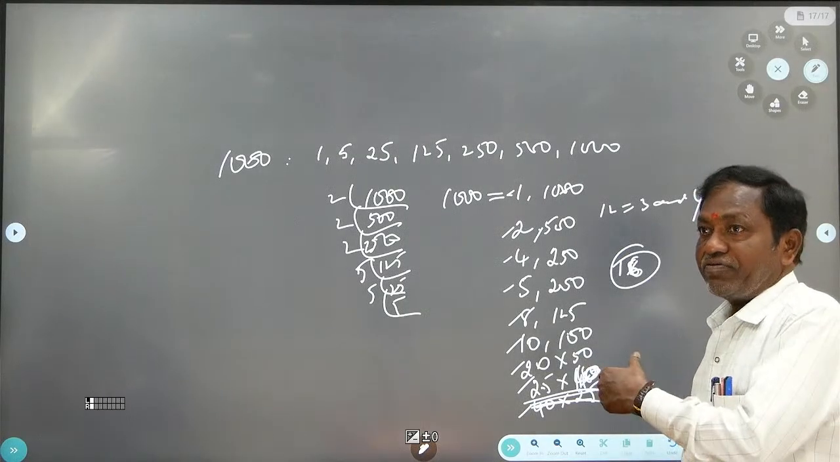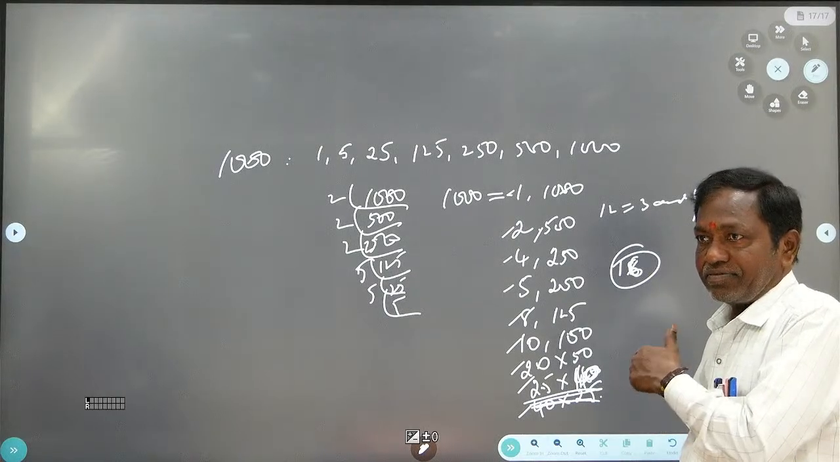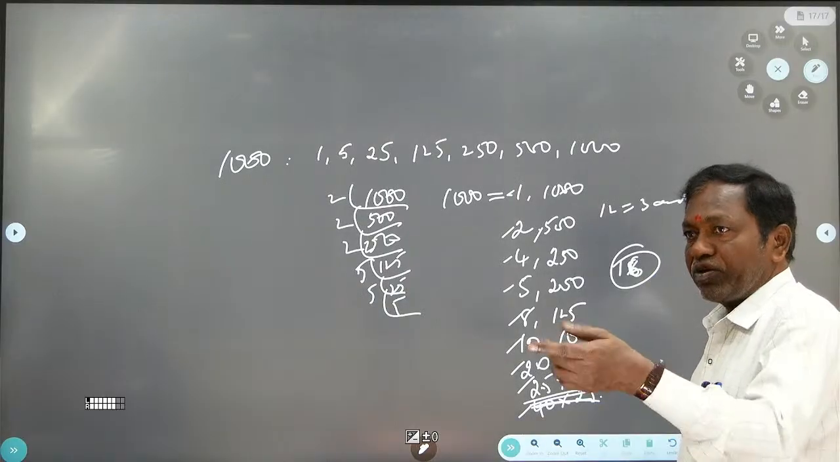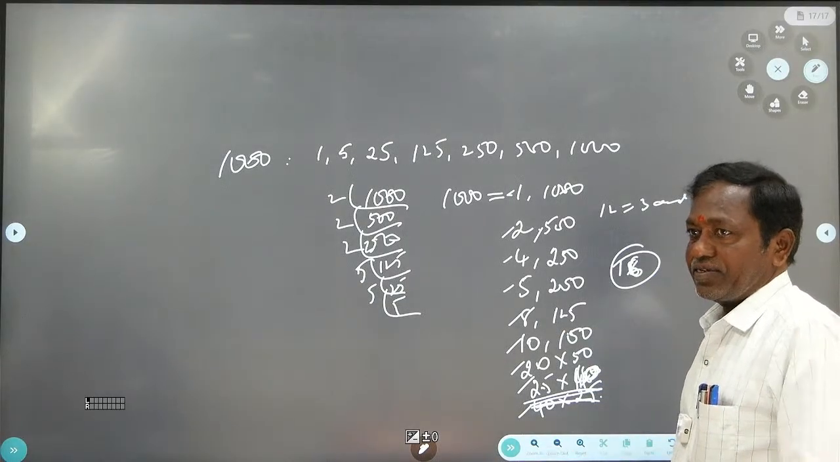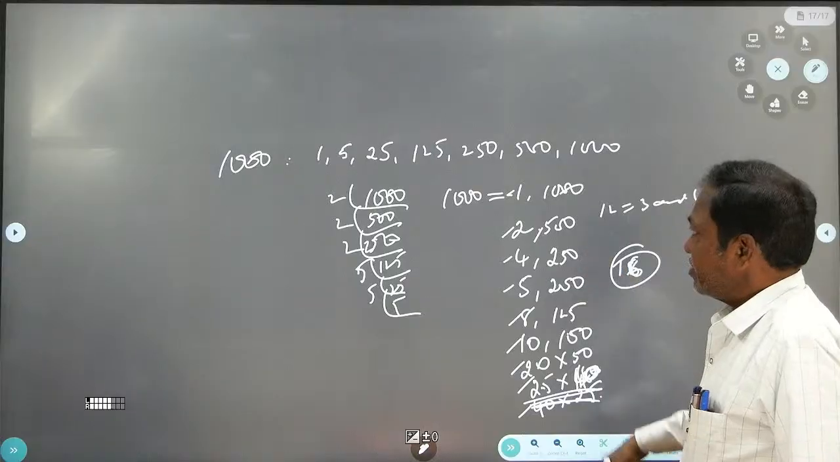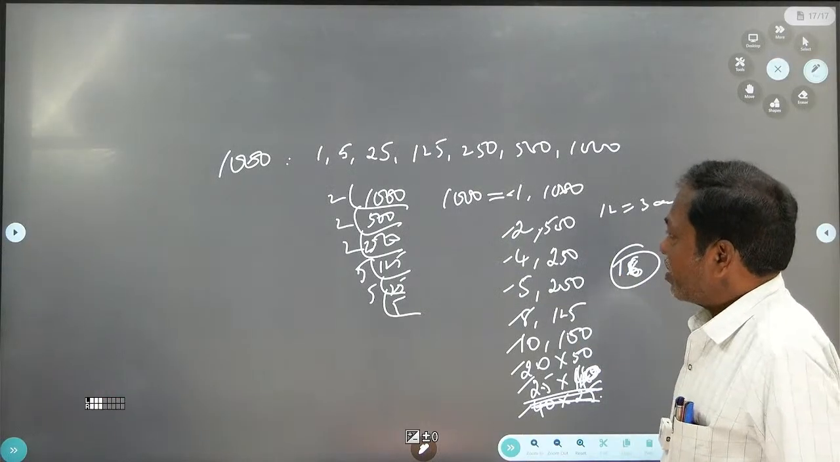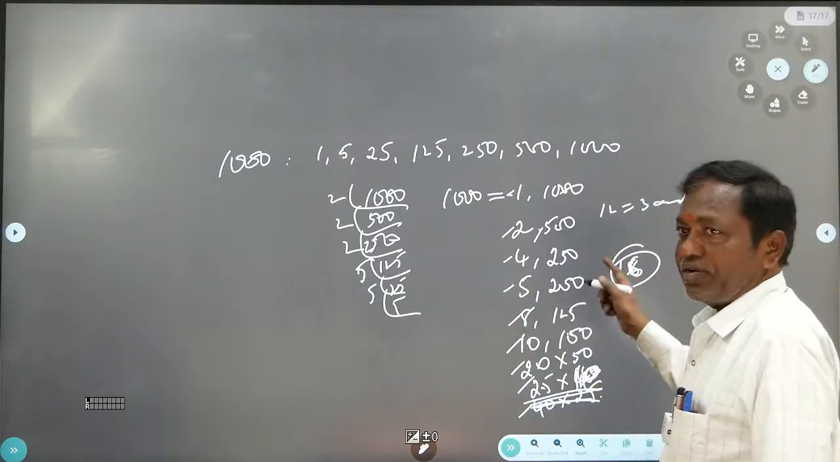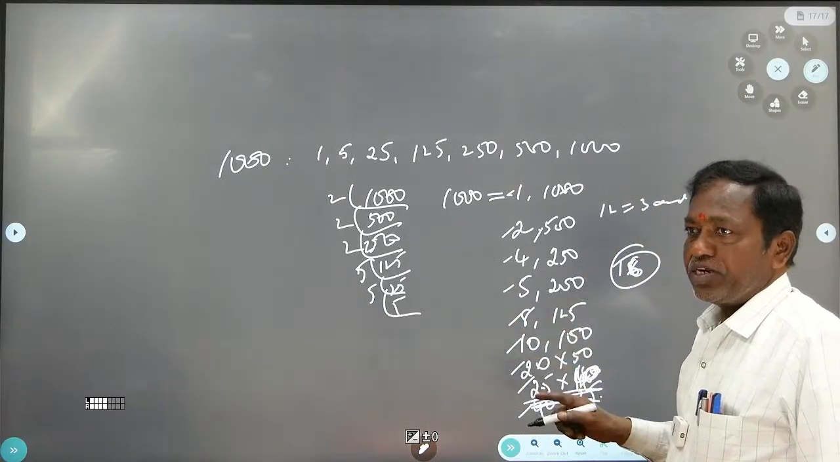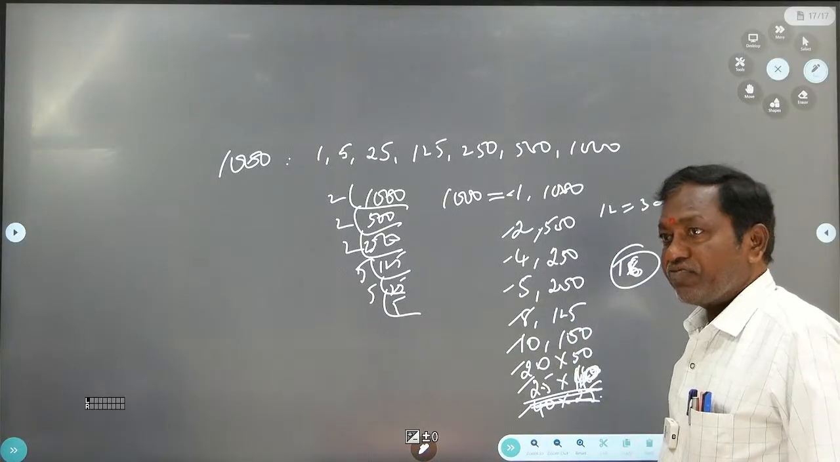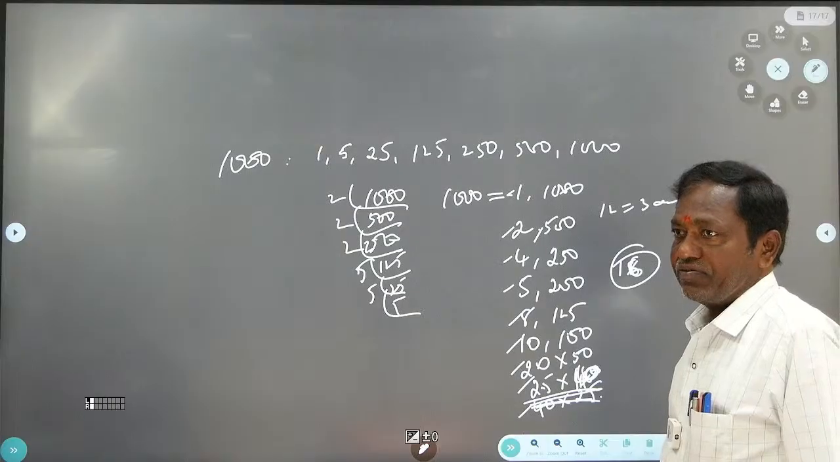See, your method will not work here like that. That's what I am trying to say. Okay? If you go by your method, you are missing some factors. Now what we can say is, if we take the LCM, 1 should be added to every exponent value and the results multiplied. You will get the number of factors.